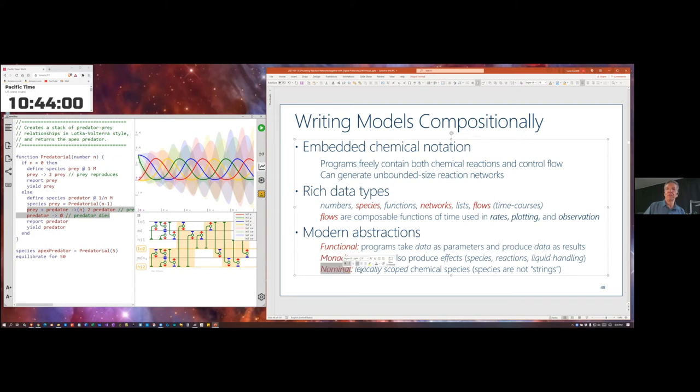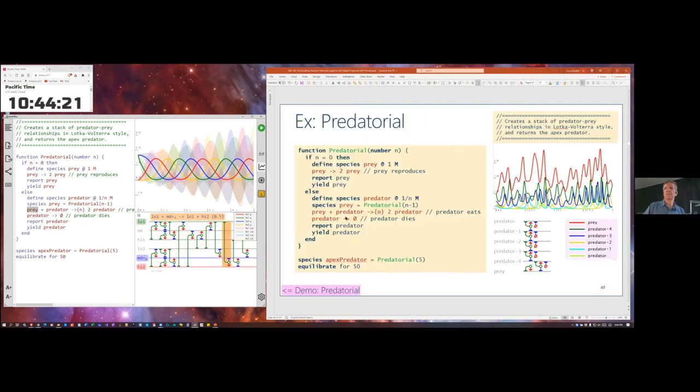And it's a nominal language, which means that it's lexically scoped, so you don't get confused with strings as names of species. Species are not strings, and they're handled properly. As you can see, this is a species. There is no quotation. It's a proper variable. Okay, so let's see what we can do with this scripting language.